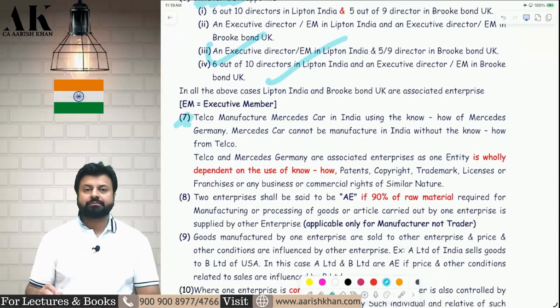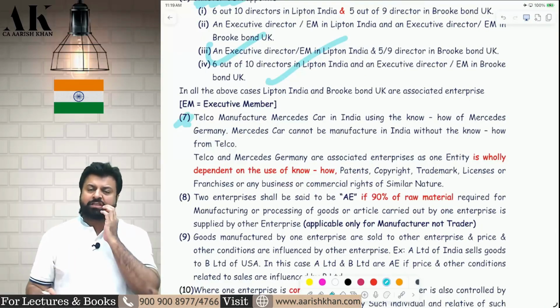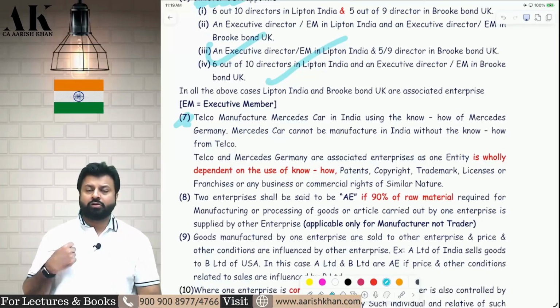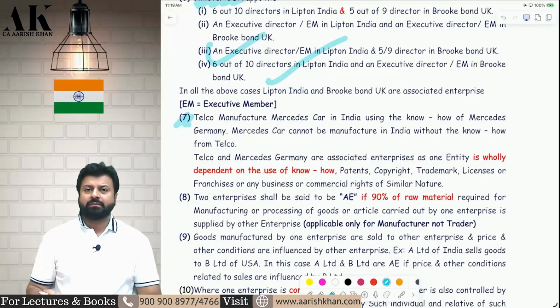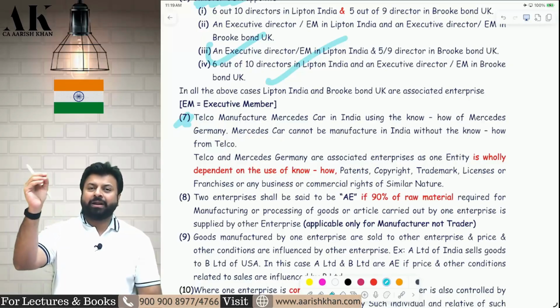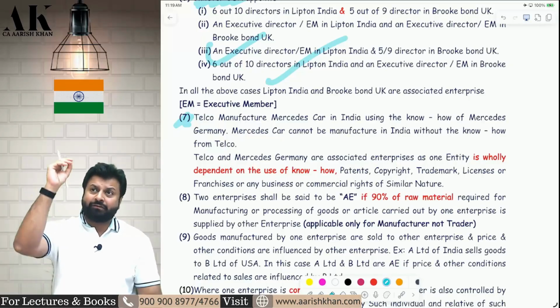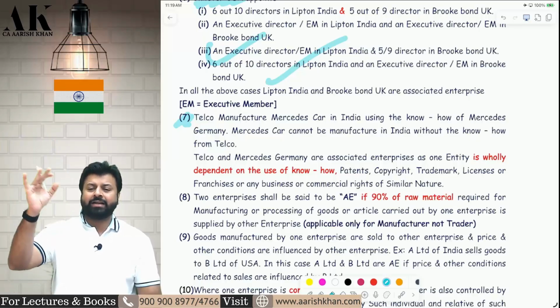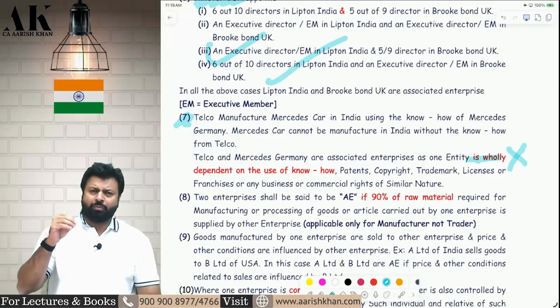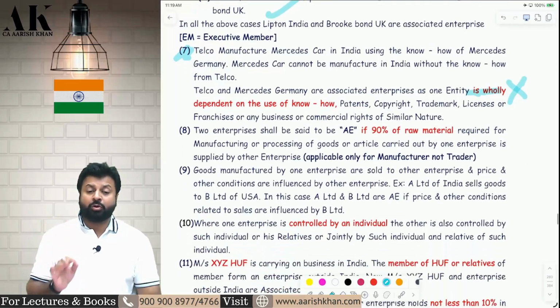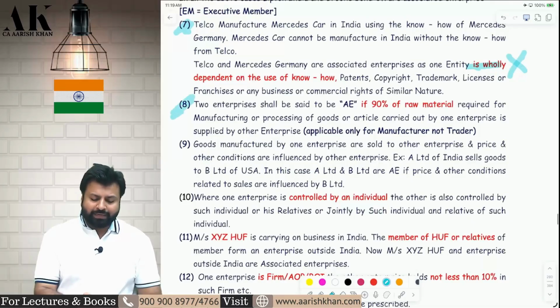Point number 7 talks about the situation where you are dependent on the intangibles of the other person. So if I am wholly dependent on the know-how, patent, copyright, trademark, license, franchise of another enterprise, then me and that entity will be deemed to be associate enterprise. But the dependency has to be wholly. If it is partly, then associate enterprise is not possible. To make associate enterprise possible, the dependency has to be wholly. Next, raw material dependency.